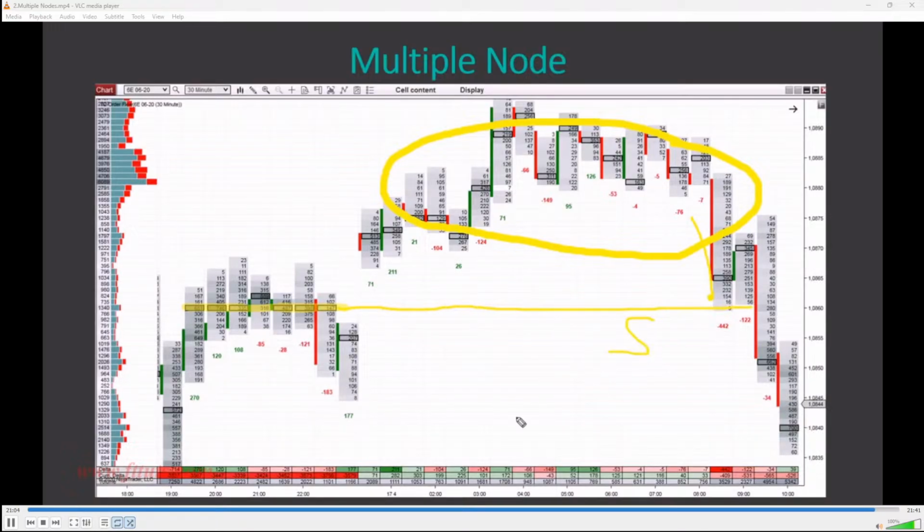This is the support marked by the nodes, and you go long from there. All right, so that's about it. That's about the multiple nodes setup. I really like to look for this setup.